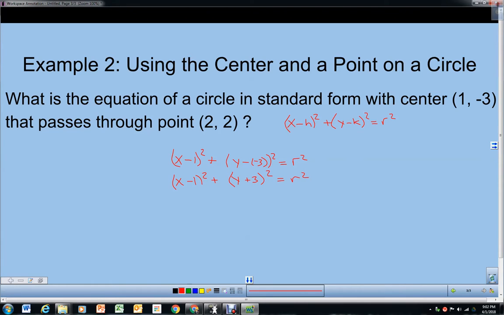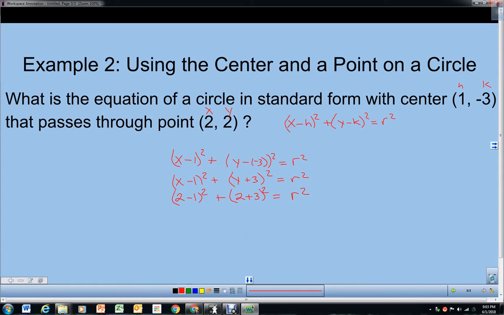Now, at this point here, what we're going to do is plug in 2 for our x and our y. This is our x, this is our y, this is our h, this is our k. So now as we plug this in here, we're going to get (2 - 1)² + (2 + 3)² equal to our radius squared.